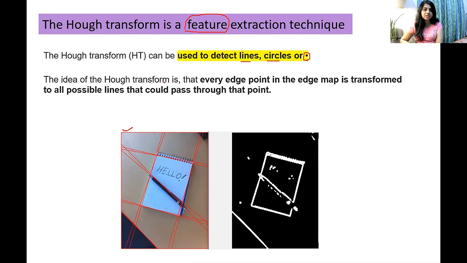The idea of Hough transform is every edge point in the edge map is transformed to all possible lines that could pass through that point. That means you can see here, if you can see the edges, multiple lines are drawn which can pass through the edges. Or you can see this edge, multiple lines are drawn, and hence you got the edges of the image. So here it is used to detect the edge of the image.